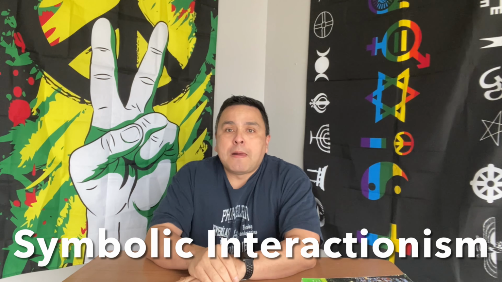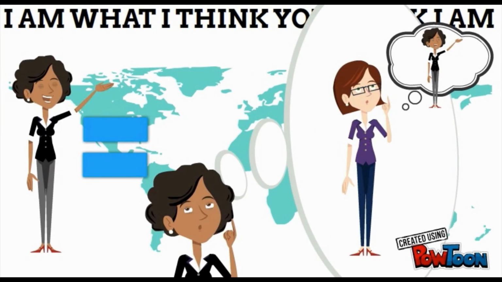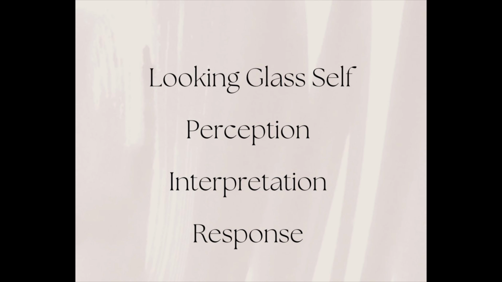So now if we look at this through one of our theoretical lenses, symbolic interactionism, we have a sociologist named Charles Cooley who talked about the looking glass self. So the three aspects of the looking glass self are perception, interpretation, and response. So perception is like how we imagine we appear to others, how we think others view us.